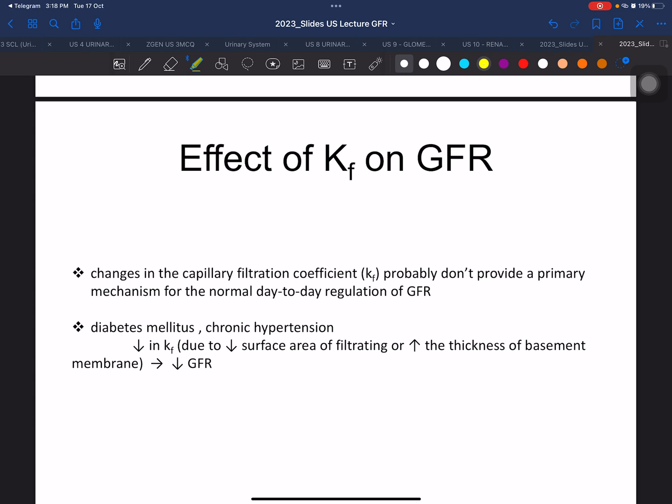But in diabetes mellitus or chronic hypertension, there is a decrease in this capillary filtration coefficient. Why? Because there is a reduction in the surface area of filtering, or an increase in the thickness of the basement membrane, which leads to a low GFR.